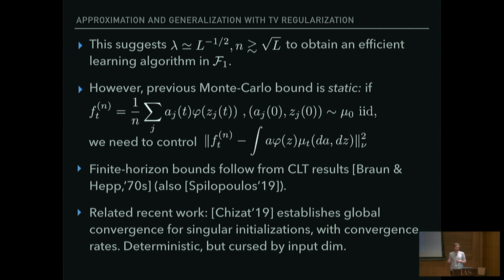And I should mention at this point that there's a related recent work by Leonid Shiza, where he actually gets global convergence for the same problem, like TV regularized learning in these infinite dimensional spaces. But again, the rate of convergence, even if the initialization is singular, is cursed by the dimensionality, right? So the number of neurons that I would need to certify that I can learn is exponential in the dimension, right? So this question is still open and actually pretty interesting.